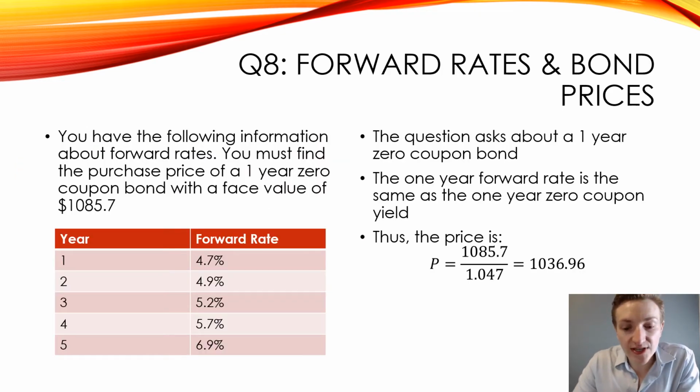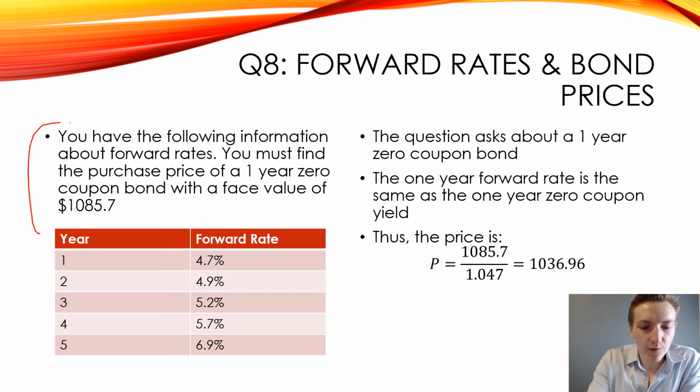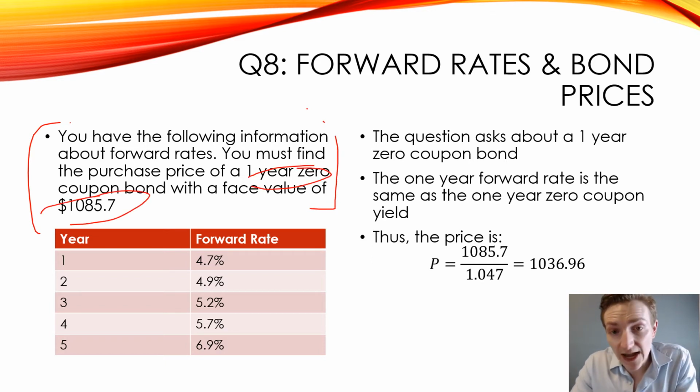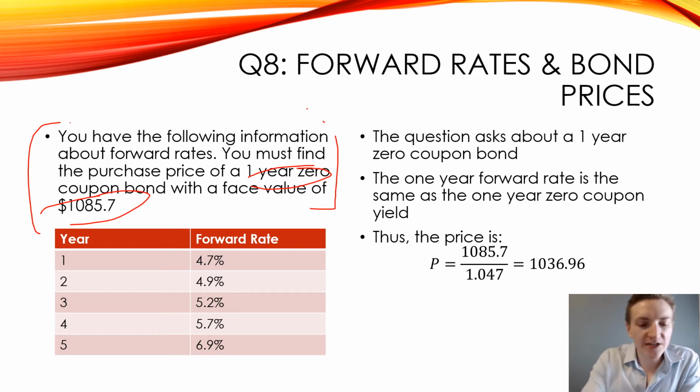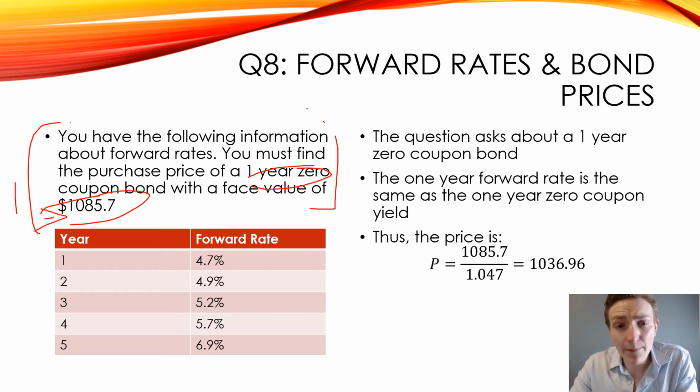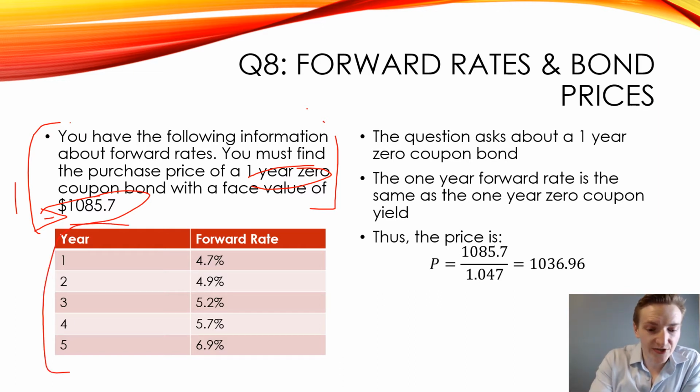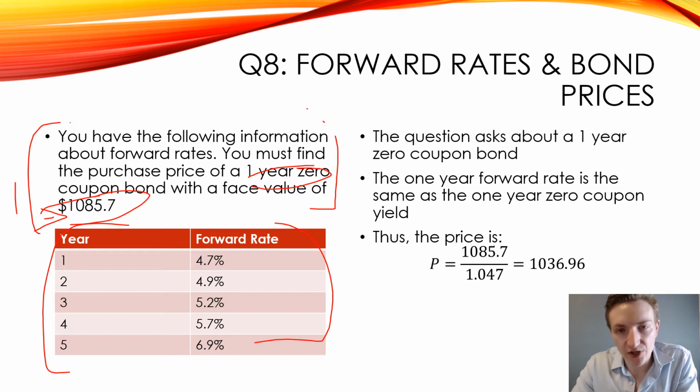Our next question pertains to forward rates on bond prices. So you have the following information about forward rates. You must find the purchase price for a 1-year zero coupon bond with a face value of $1,085.70. Now the face value here is a little bit idiosyncratic. It's basically just illustrating that hypothetically face values can vary. Alright, so what we have here is a set of forward rates, and we need to work out the price of our 1 year zero.